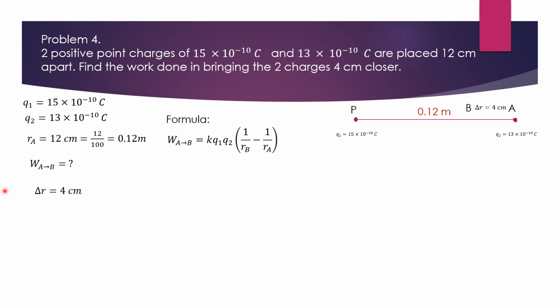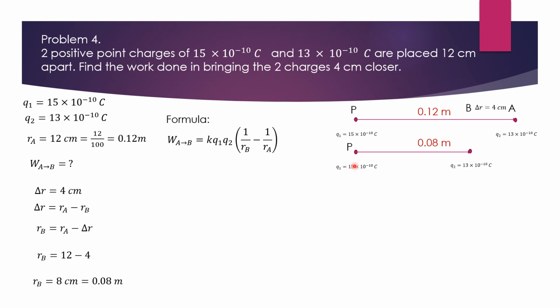Now delta R is equal to 4 cm. We need to find what is RB from point P. So for that, delta R is equal to RA minus RB. It is from RA to RB, delta R. So RB is equal to RA minus delta R. Now putting in the values, 12 cm minus 4 cm results in 8 cm, which is equal to 0.08 meter.